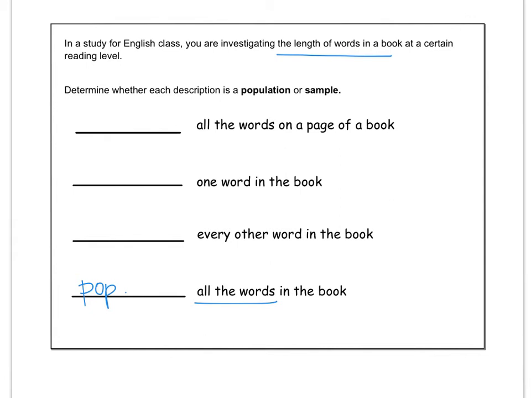Then the rest should be samples, and we know that they would be samples if they have excluded some of the words from a book. The first one says all of the words on a page. Well, that's obviously excluding all of the other pages, so since it's only a part, this would be a sample.